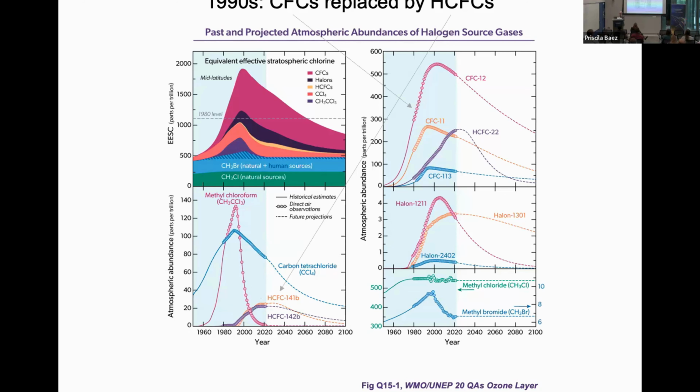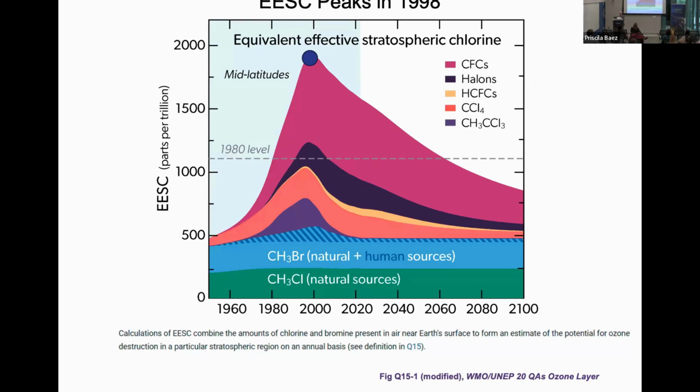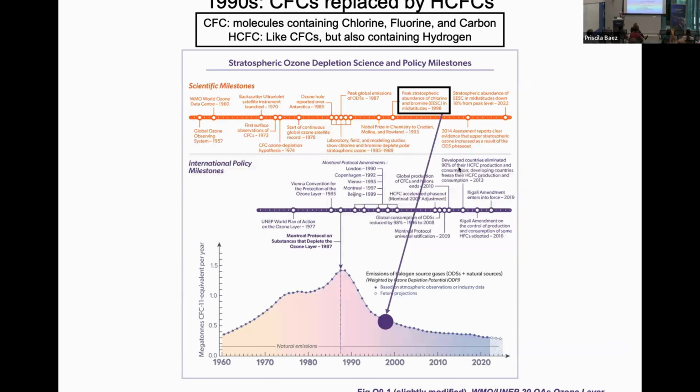But what I want to point out is that in about 1998, this thing we call EESC peaked. Here are the contributions to EESC from all the different components. The way you read this chart is, the thickness of any color is what the gas or group of gases are doing, but the total EESC is here. Peaked in 98, started coming down. In 98, the atmospheric release of these gases had really started to fall.